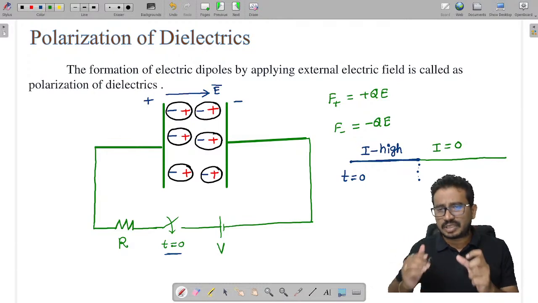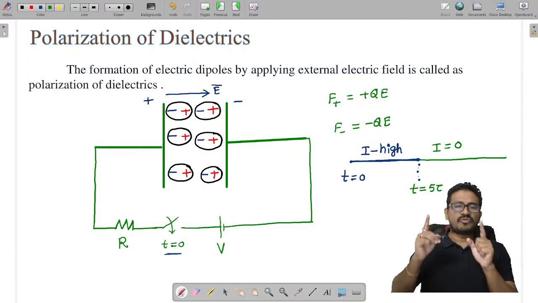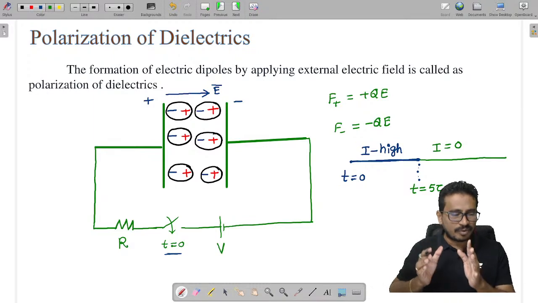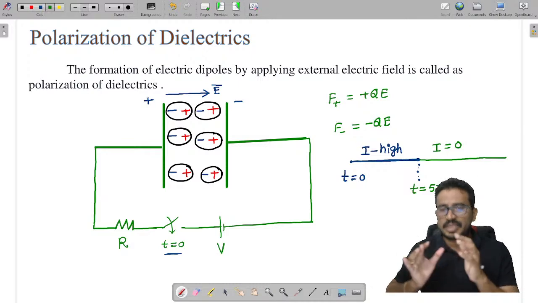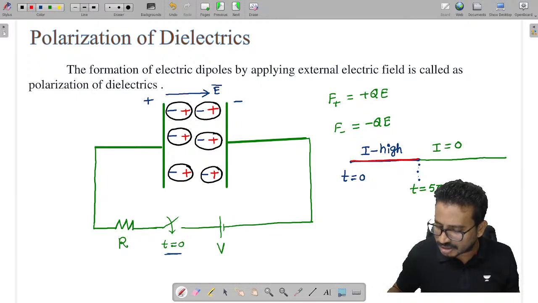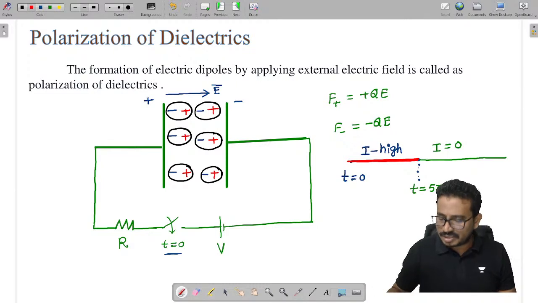Generally, the formation of these dipoles will take a time of 5 time constants. There is a flow of charges from one side to the other until the formation of the dipole, that means up to 5 time constants only. Only here do we have a flow of current. After that there is no current. In this region we have a huge, maximum current.